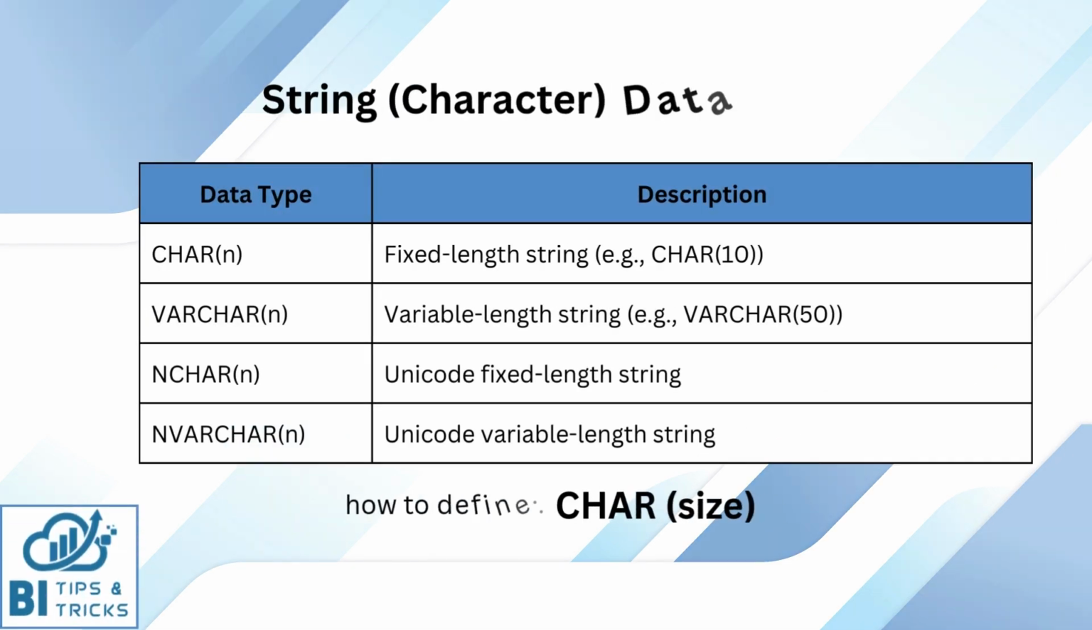First is string or character data types. These are the four important ones. CHAR is a fixed length string data type. VARCHAR is a variable length string data type. Similarly, NCHAR and NVARCHAR are Unicode fixed and variable length data types. They always need to be defined with a size in brackets. Size is the number of characters it can have.